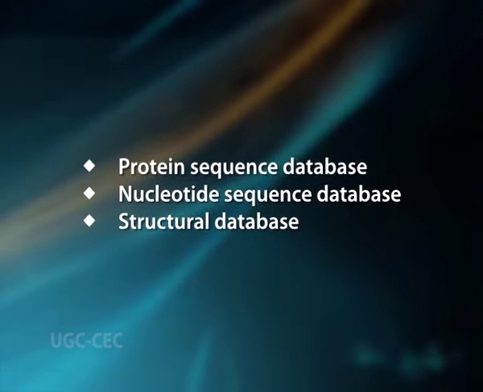There are different databases available to deposit this data according to the information it carries. Each database contains different types of data. Some examples are the protein sequence database, nucleotide sequence database, structural database, etc. So, according to the types of data, these can be stored in different databases.